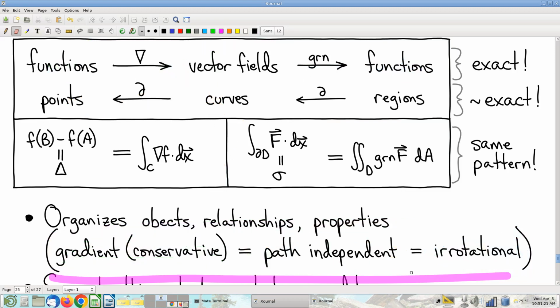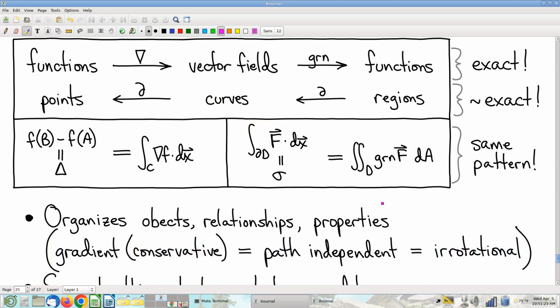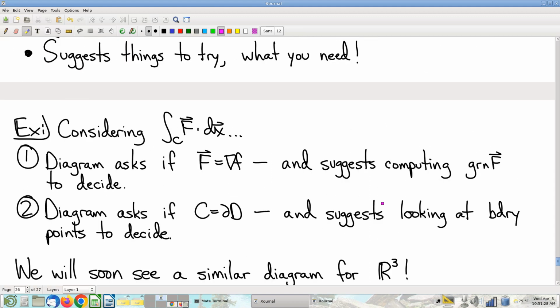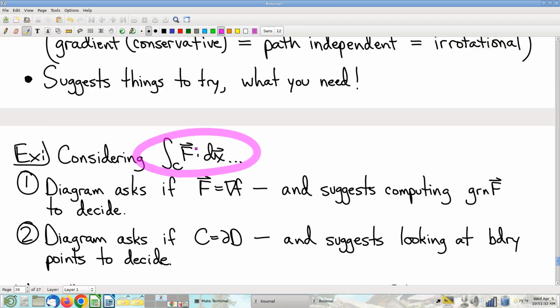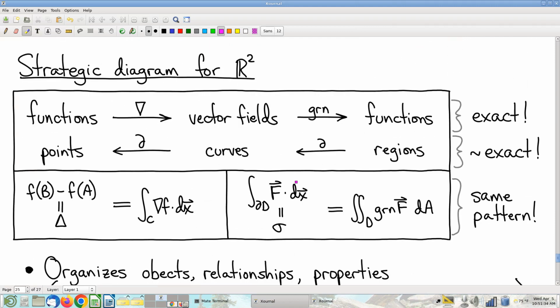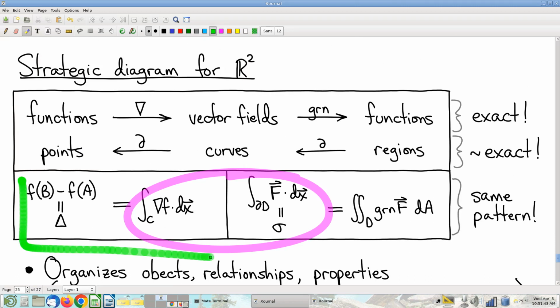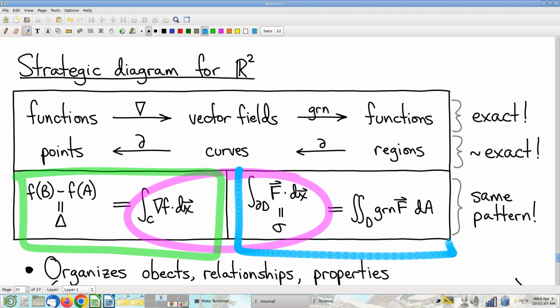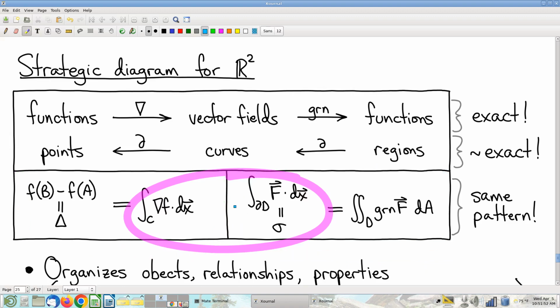Alrighty, the last thing we're going to do is talk about how this diagram can help you solve problems. So let's suppose you've been asked to compute a line integral. Where on this diagram do we see line integrals? Well, here are the line integrals. If I'm going to use one of these fancy theorems to compute a line integral, these are they. So that immediately tells me my options: the fundamental theorem of line integrals or Green's theorem. Now, which one are we going to use?